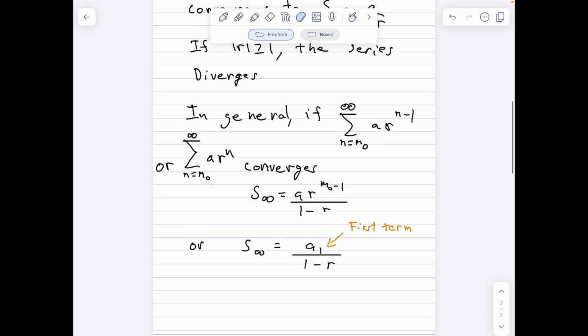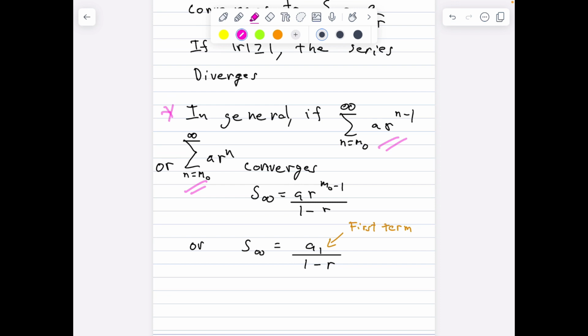Now, where I wrote in general, let me say a couple words on what I mean by that. What I mean is, if you have the series where I have the sum starting at n equals m sub 0 of ar to the n minus 1, that m sub 0 is just any number, or something of the likes that looks similar. So maybe you don't have your geometric series looking like r to the n minus 1, it's just r to the n. The idea is still the same.